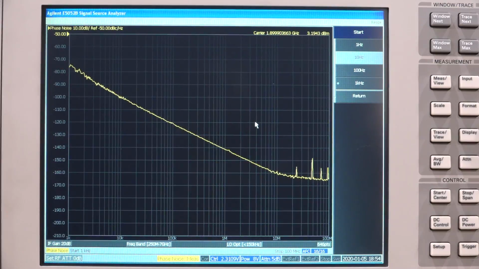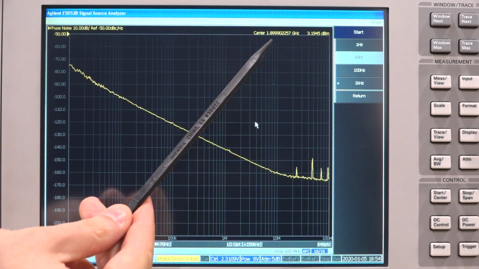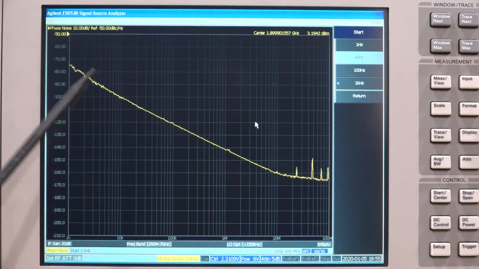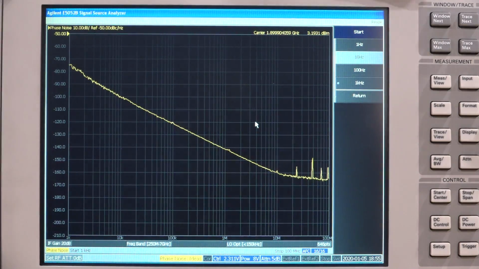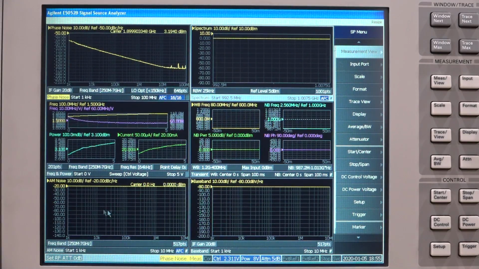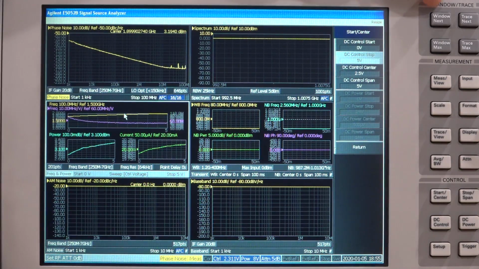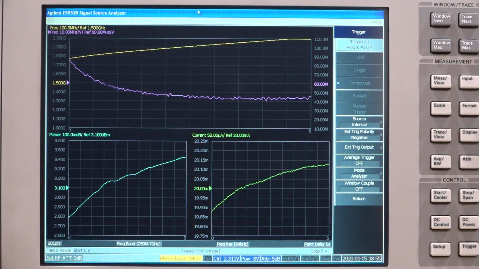And here's the measured phase noise of the VCO. I've already asked the instrument to lock the VCO to 1.9 gigahertz, which is what it has done, and there's the phase noise response. You can see it's nothing unusual. But this is not the part I wanted to show you. What I wanted to show you is actually this measurement, which is the measurement of the VCO itself.